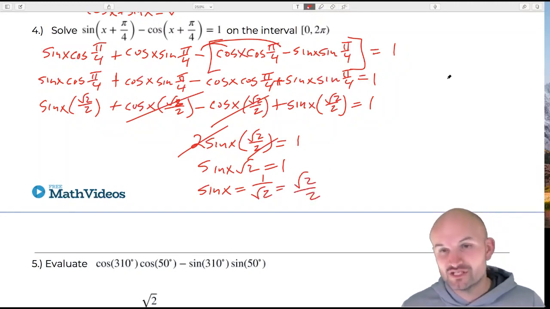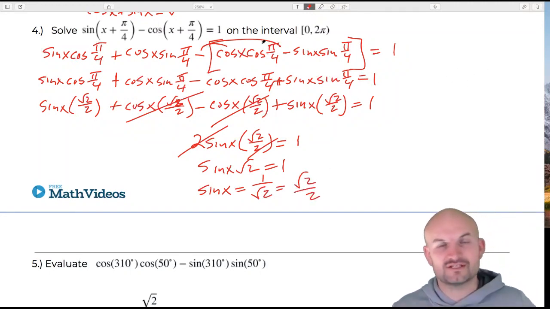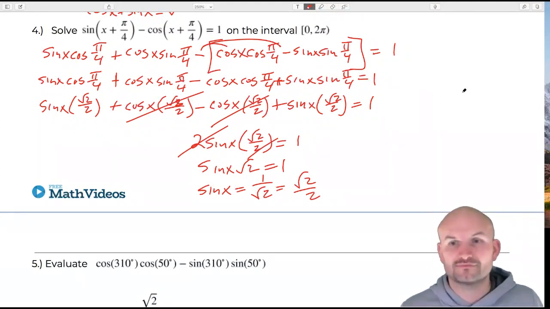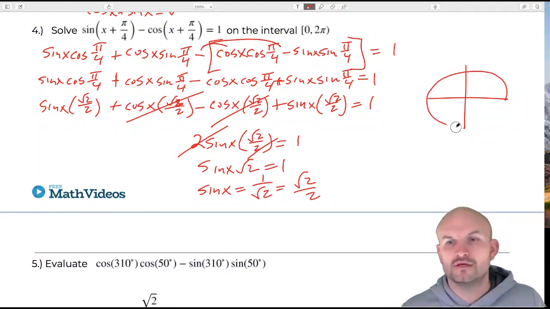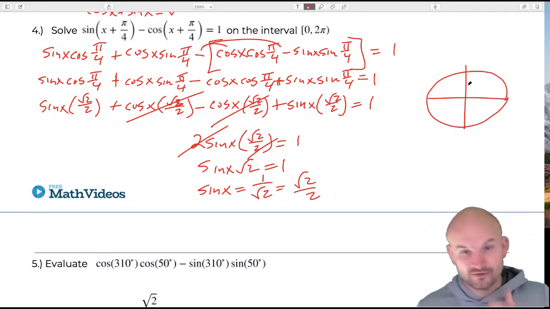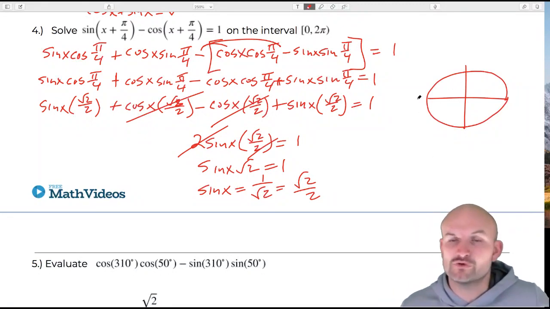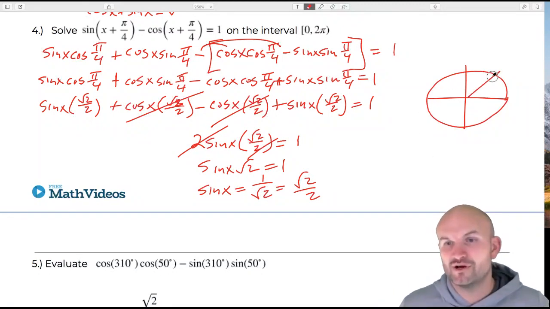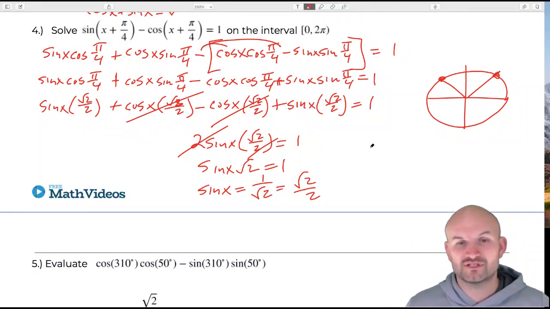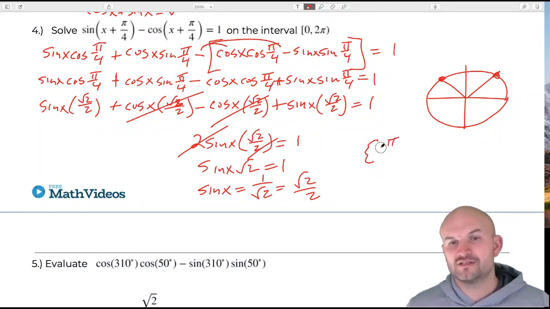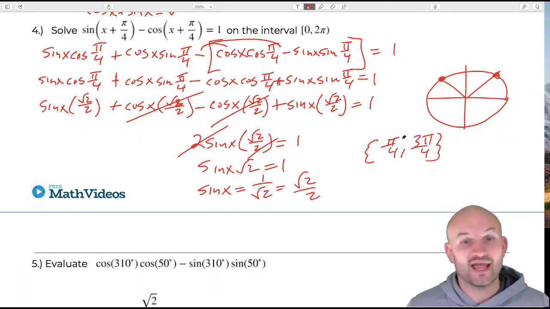Again, my question said find all the solutions on the interval 0 to 2 pi. Looking at the unit circle, which is that interval, when is sine of x equal to a positive square root of 2 over 2? Since it's positive, we know it has to be in the first as well as the second quadrant. So these two angles, my solution set, are pi over 4 and 3 pi over 4. And there you go.